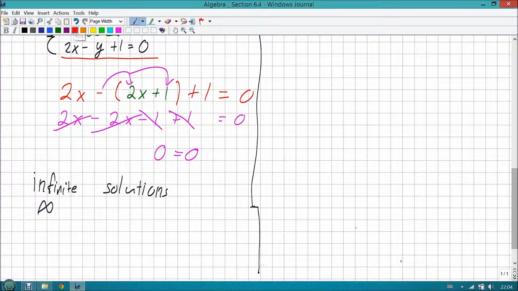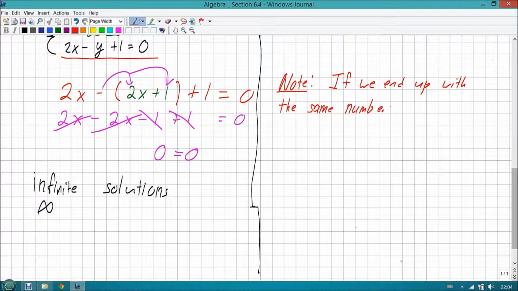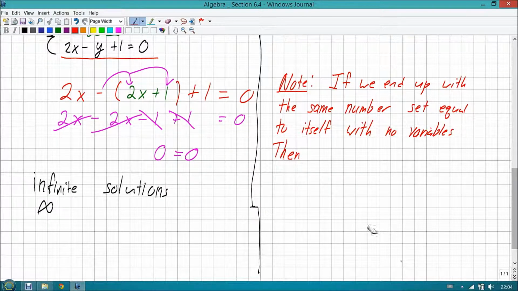Anyway, so our next note. Note, if we end up with the same number set equal to itself, with no variables, then, can you guess what we're going to write next? Hopefully you said it. Then we have infinite solutions.